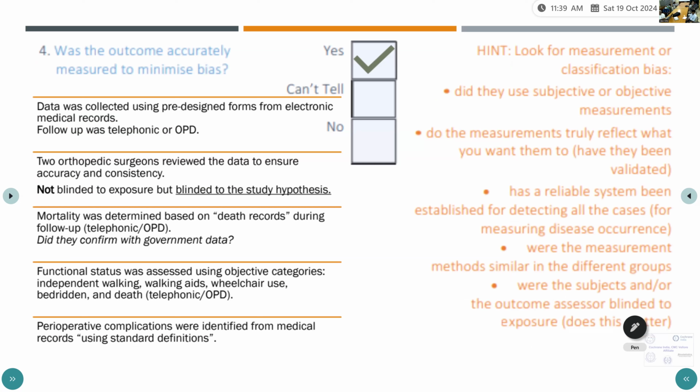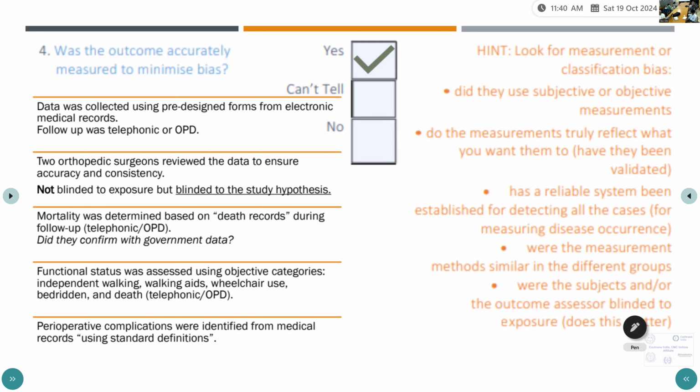The next question is whether the outcome was accurately measured to minimize bias. Now we had several outcomes, so we will just look at what we know about how the measurement was done. Data was collected using pre-designed forms from electronic medical records again. The follow-up after the discharge was telephonic or OPD basis, both were counted. 2 orthopedic surgeons reviewed this data to ensure accuracy and consistency. These surgeons were not blinded to the exposure, but they were blinded to the study hypothesis. So I think that is adequate blinding.